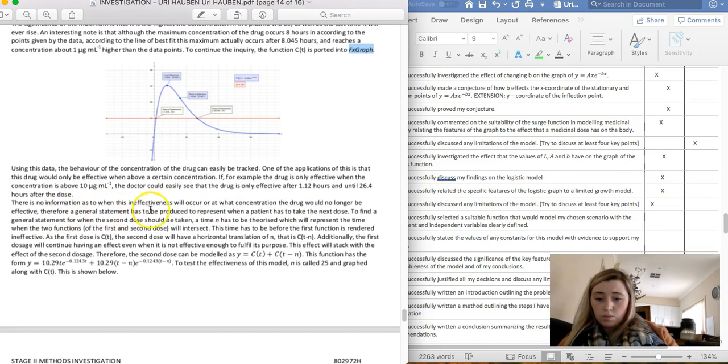There is no information as to when effectiveness will occur. Yes, there is.